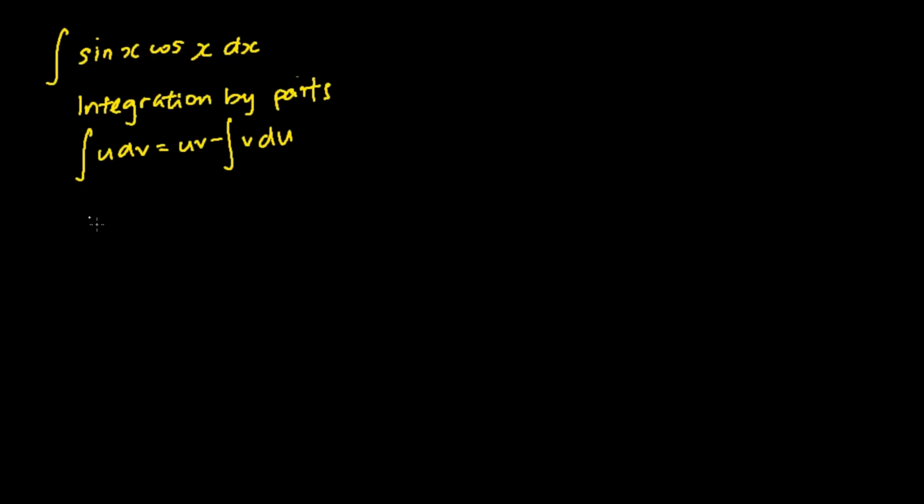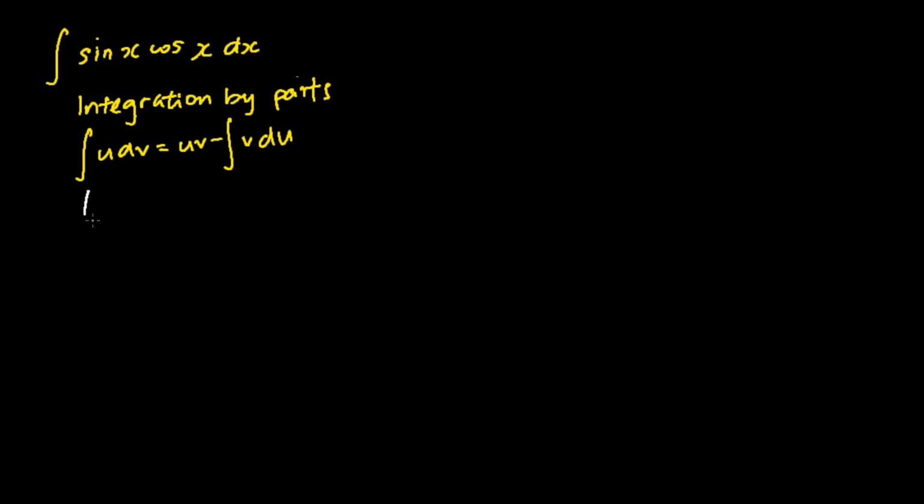We can solve this problem by using the integration by parts technique with the following formula. We let one of the terms be u and the other term be dv. So this is equal to uv subtracting away the integral of v du, in which to find my v I would integrate dv, and to find my du I would differentiate u.